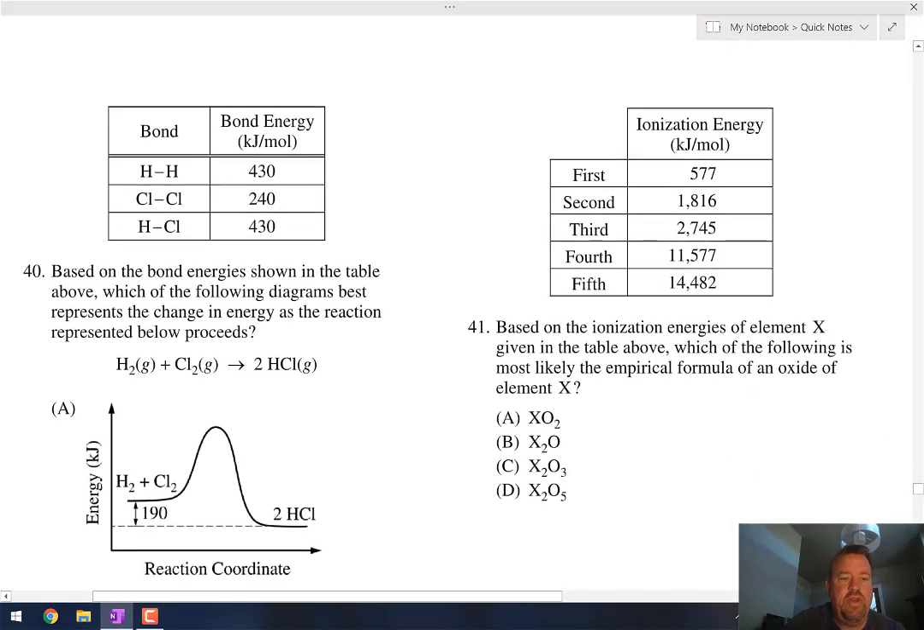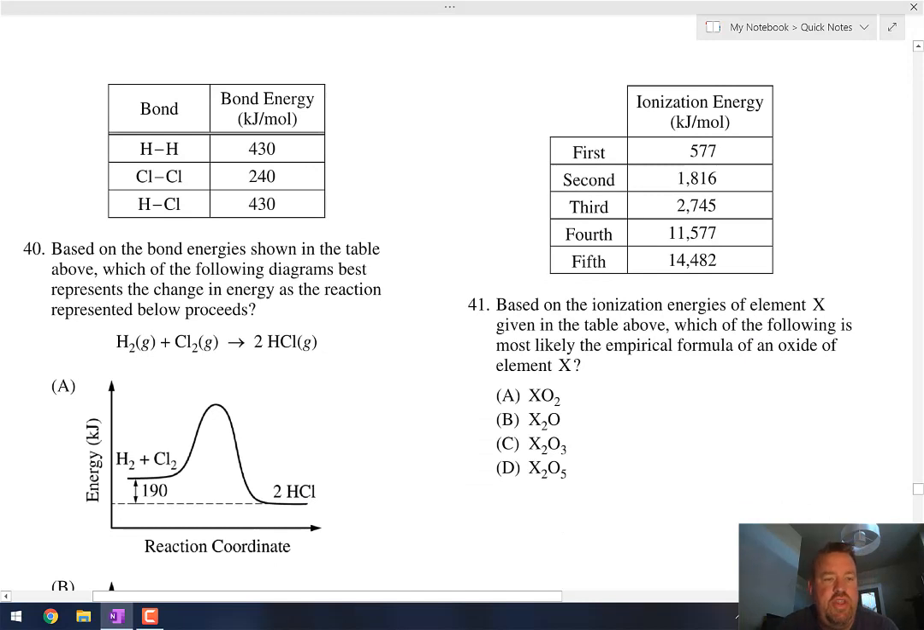Okay, question number 40 says, based on the bond energy shown in the table above, which of the following diagrams best represents the change in energy as the reaction represented below proceeds? Okay, so in this case, you've got an HH bond, which has to break, so that's 430. You've got a Cl2 bond that has to break, so that's 240. So the bonds that are breaking are 670. And then you've got HCl, and don't forget, you've got two of them. So you've got 430 times 2, which is 860.